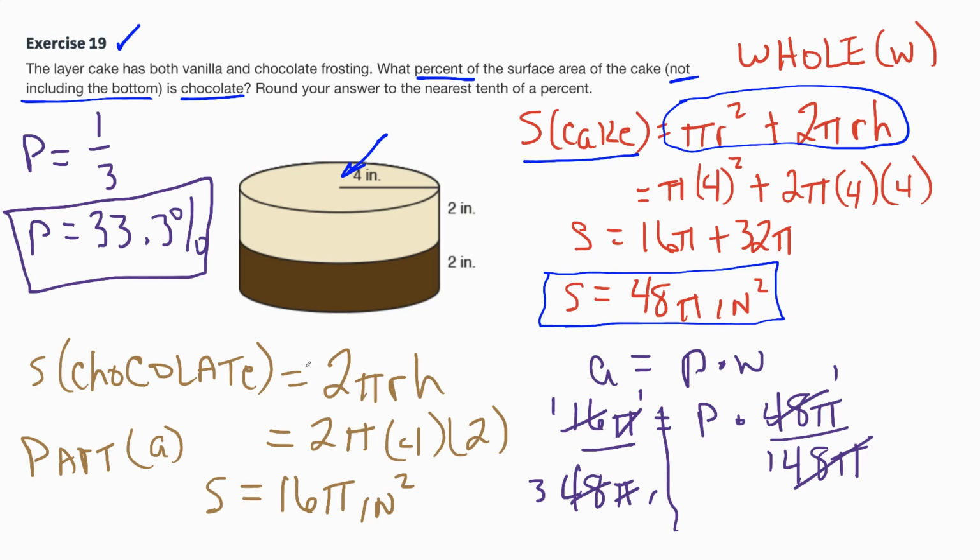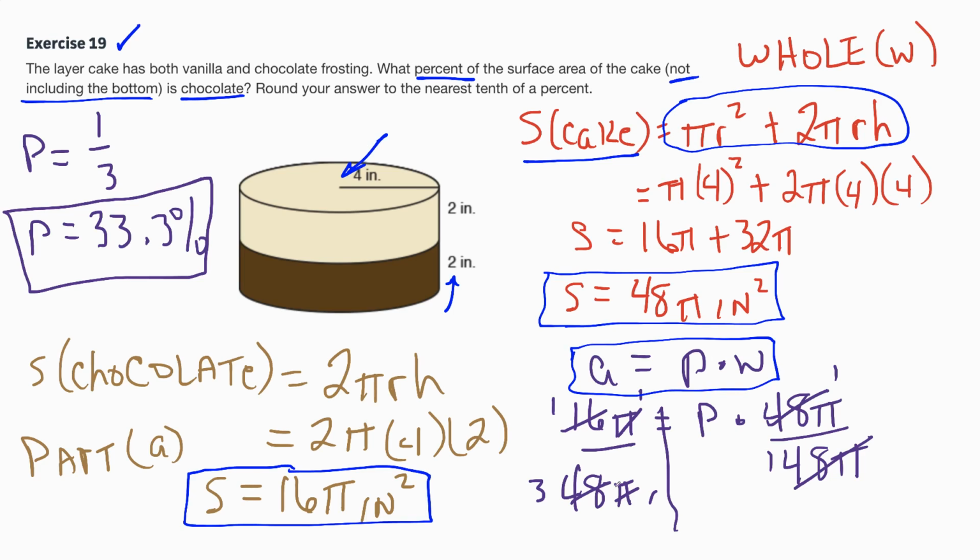So the surface area of the chocolate is just the lateral surface area. And I have the height right there. It's 2. And I have the radius, which is 4. So I calculate the surface area of the chocolate. And then again, I go back to chapter 6. I use the percent equation, and I can solve for P. So I end up with P equals 1/3, and you should remember how to turn that into a percent, how to turn a fraction into a percent. All right, and it's rounded to the nearest tenth of a percent as well.